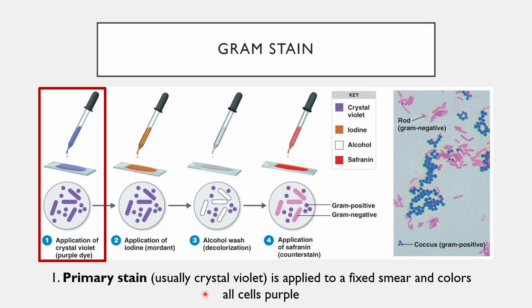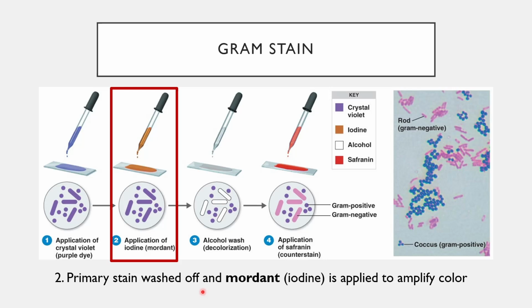In the second step, the primary stain is washed off, and then a mordant, which is the chemical compound iodine, is applied to amplify the color of the primary stain. The iodine drives the crystal violet further into the cell wall and causes the dye to be sort of glued to the cell wall in order to enhance the coloration.